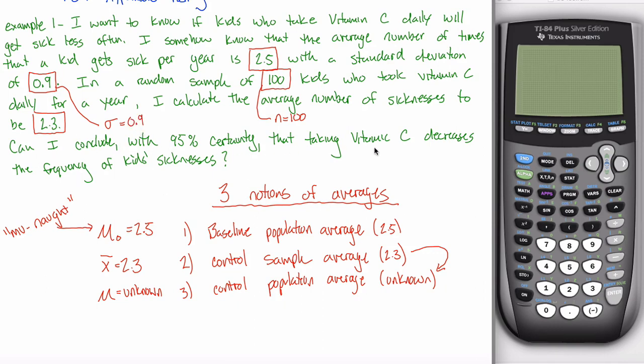Can I conclude with 95% certainty that taking vitamin C decreases the frequency of kids' sicknesses? A couple things here. We'll always be told the level of certainty that we're using in our problem. And it's going to turn out that it's more useful for you to know that this means that alpha is 5% than it is to write down that we have 95% certainty. So again, alpha is always 1 minus your level of certainty. So 95% certainty means alpha is 5%. So just like we saw with confidence intervals, but now it'll end up being more important in the process, so you might want to write it down right at the start.